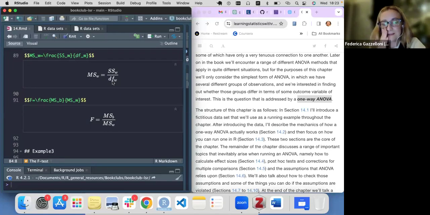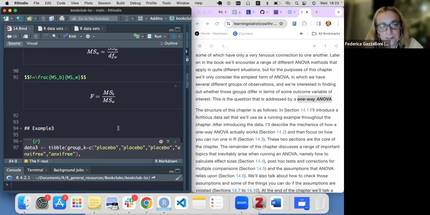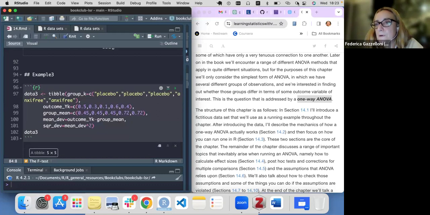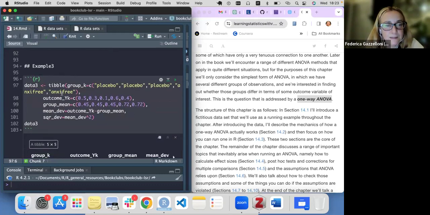I don't know if I managed to pass you the understanding of the thing, but let's have a look at what happened here, because it's confusing. We have a third type of data set, which is again a clinical trial. We have three of them in placebo, two of them in a certain type of drug. We have a certain outcome, which is grumpiness, I think, or mood or something like that, with some specific values, and there is a group mean.